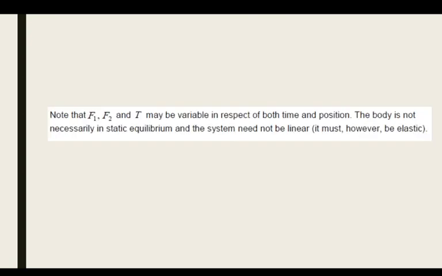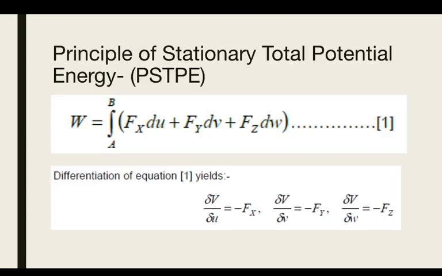Note that F1, F2 and T may be variable with respect to both time and position. The body is not necessarily in static equilibrium, and the system need not be linear, but it must be elastic. We will consider the principle of stationary total potential energy, known as PSTPE, later.